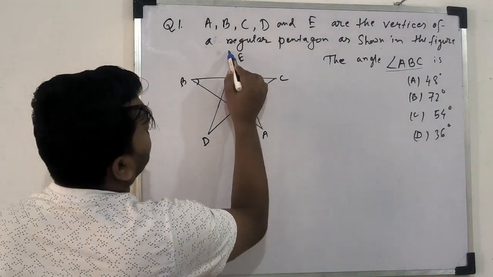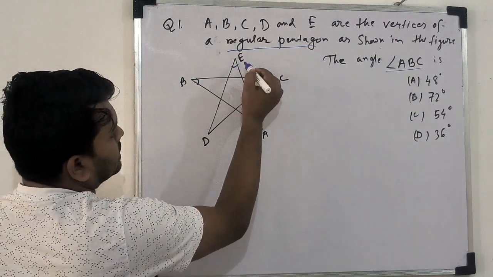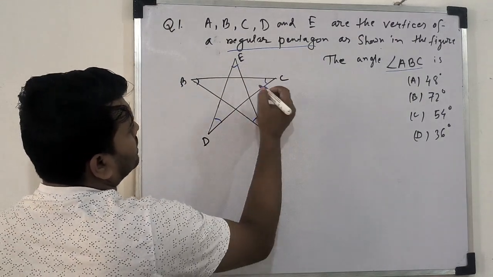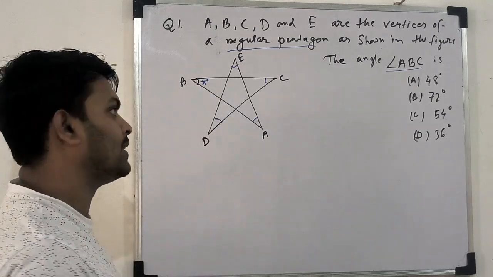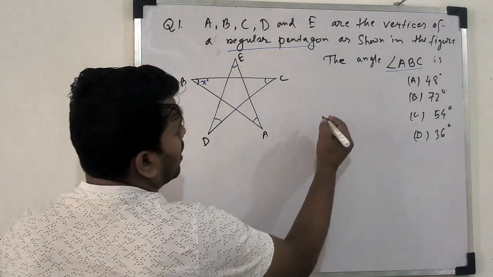From a property of a regular pentagon, all these angles will be the same. So let us consider all these angles to be x, and we have to find the value of x. Now we use one property.